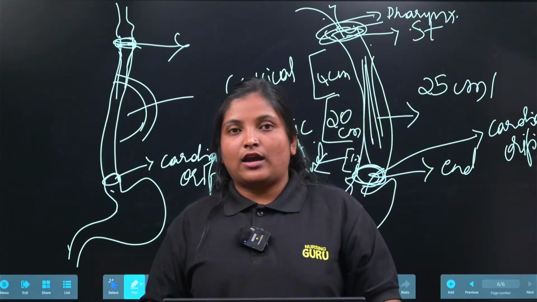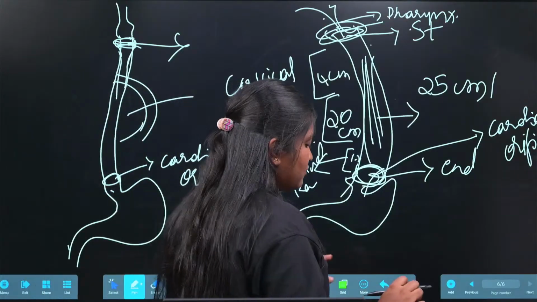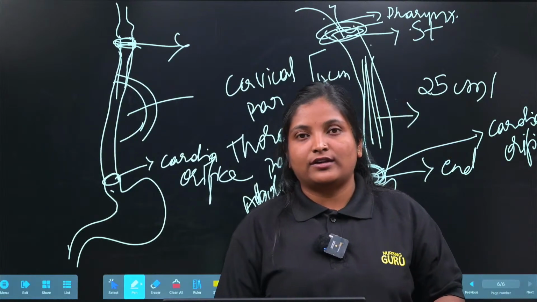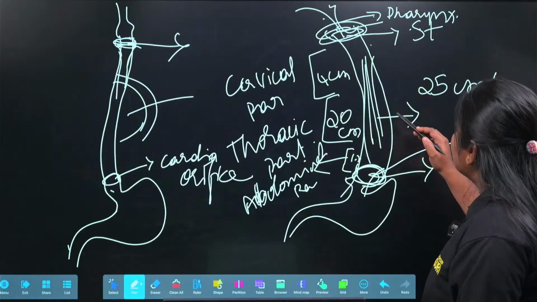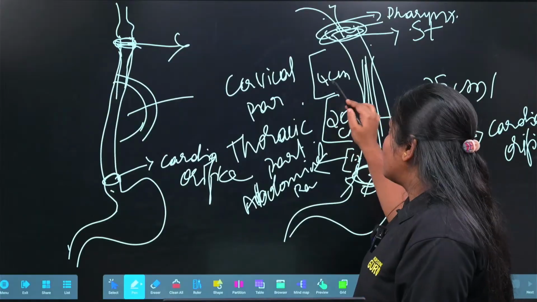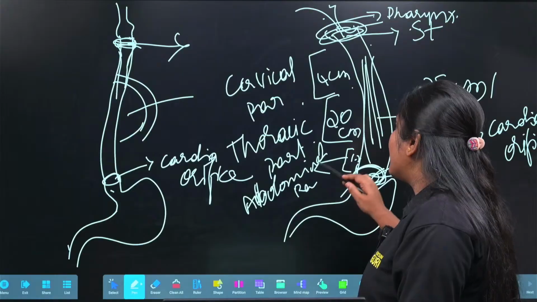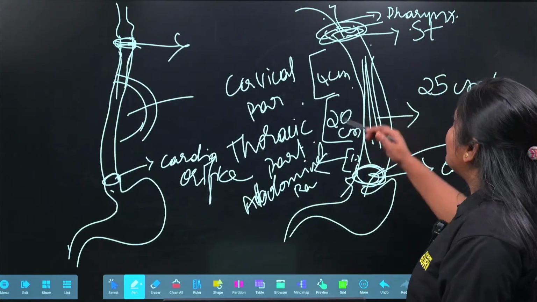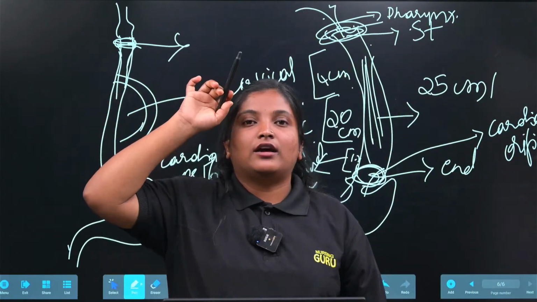So next we are moving to the stomach. The esophagus is a muscular tube-like structure, understood? It is about 25 centimeters. You can see the cervical, thoracic and abdominal parts: cervical is 4 centimeters, thoracic is 20 centimeters, and abdominal is 1 to 2 centimeters, total 25 centimeters.